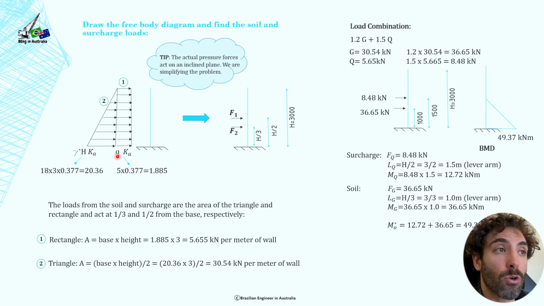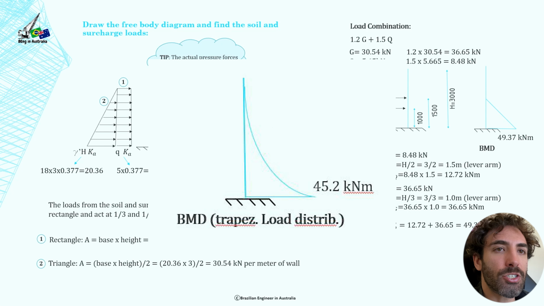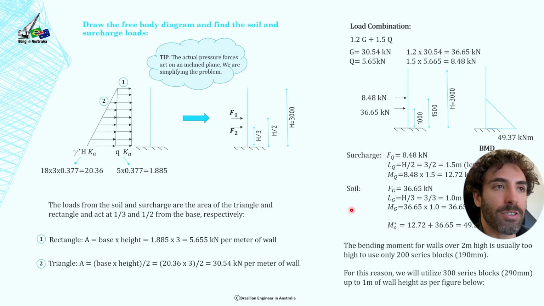However, you might want to draw this bending moment diagram for a trapezoidal load distribution, because I'm going to explain in the next slide that you don't want to use the same reinforcement throughout the whole wall because it's not economical. So you might want to know what's the bending moment of the wall at this point here, for example, up in the wall. And this is the bending moment diagram for the actual load distribution. We're going to talk about that in the next slide.